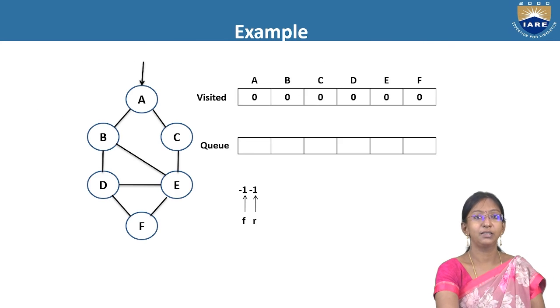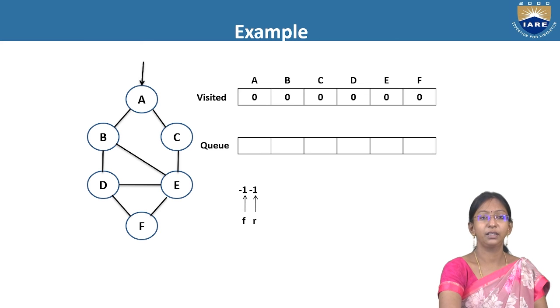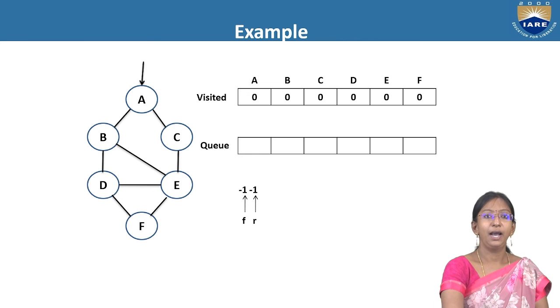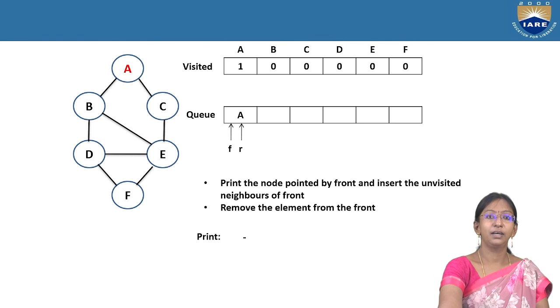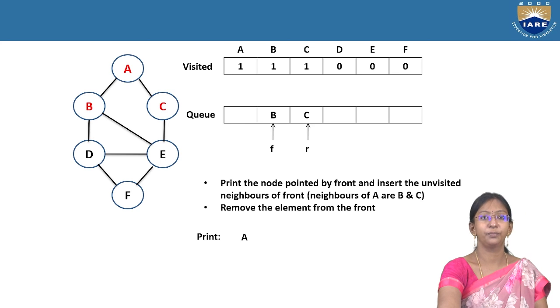Have a look at the same example. Initially, the queue front and rear are pointing to -1, and I'm going to start with A. And as I've visited A, the unvisited neighbors of A are B and C. Insert them both and remove A. Right? So I have inserted B and C. Now front is pointing to B, rear is pointing to C.